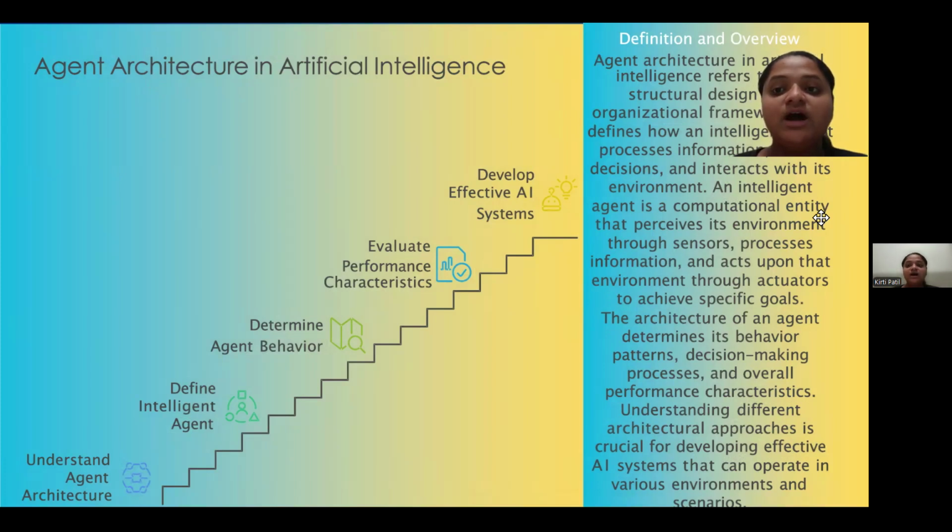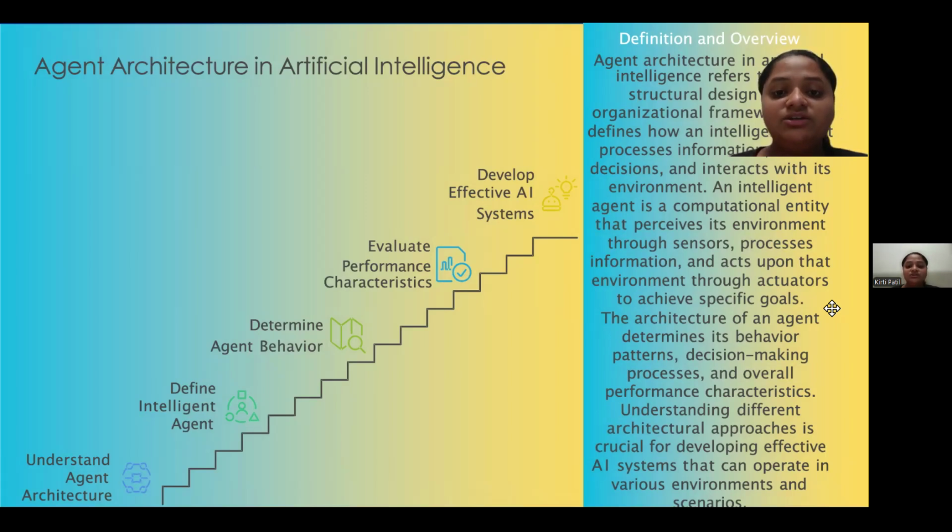organizational framework that defines how an intelligent agent processes information, makes decisions, and interacts with its environment. An intelligent agent is a computational entity that perceives its environment through sensors, processes information, and acts upon that environment through actuators to achieve specific goals. So, agent architecture in AI refers to the structural design and organizational framework that determines how an intelligent agent processes information, makes decisions, and interacts with its environment.